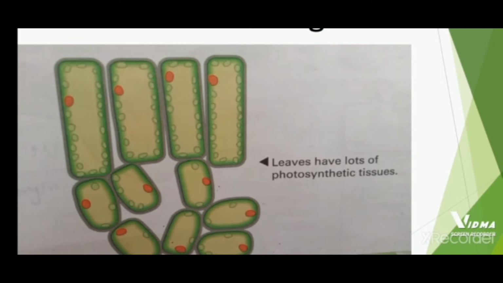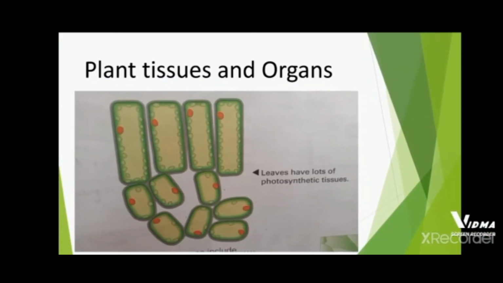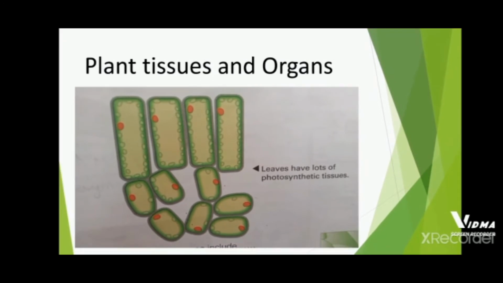Firstly, we will talk about the photosynthetic tissues, in which chloroplast is present, which contains green coloring matter called chlorophyll. It absorbs sunlight and carbon dioxide and makes food by the process called photosynthesis. That's why they are called photosynthetic tissues.